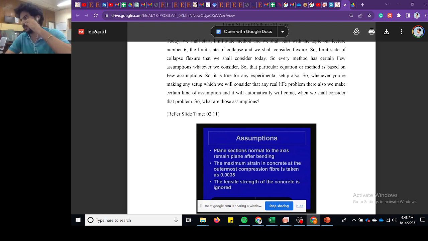So, limit state is better or working state is better? Limit state is better. But earlier you said working state is better. No, sir, sorry, by mistake I told limit state is better. Okay. So the answer to this question is that we can't say which method is better.